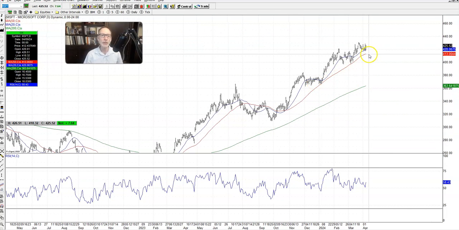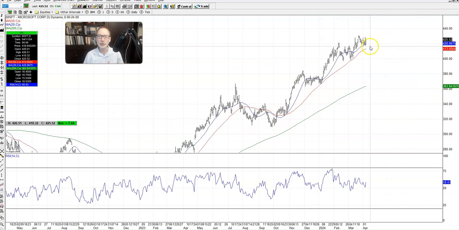I would be confident getting into selling put spreads. I wouldn't sell naked puts because it's a very high price stock. So that's up to you. But for selling put credit spreads, this would be a great stock to do that on because it's just strongly trending higher.